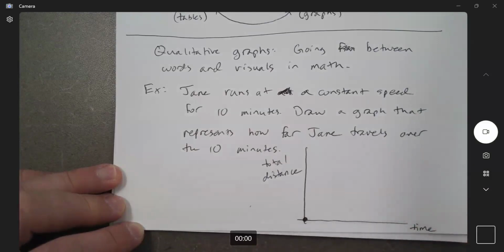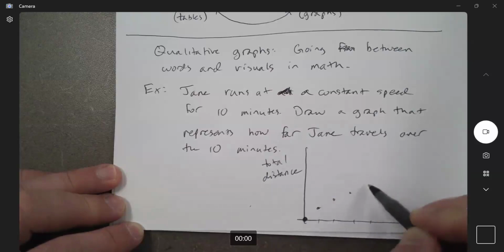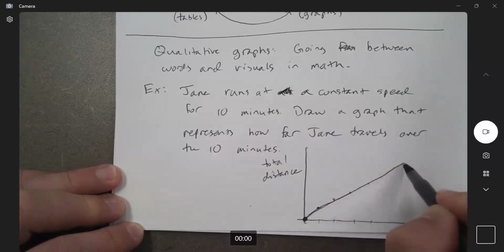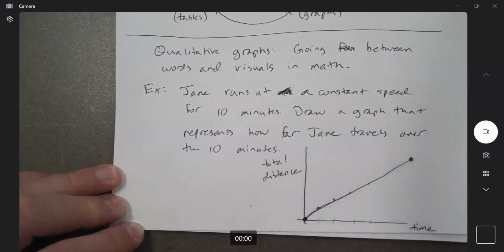Well, if she's running at a constant speed, each minute that goes by, she adds the same amount of distance. And so she's going to end up running in a way that makes her total distance accumulate in a straight line.